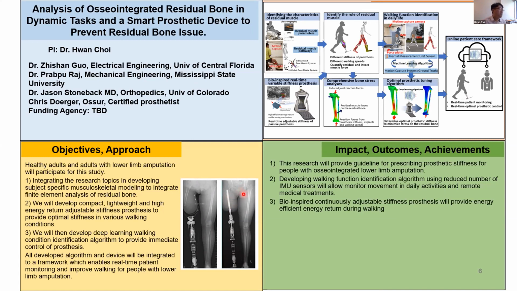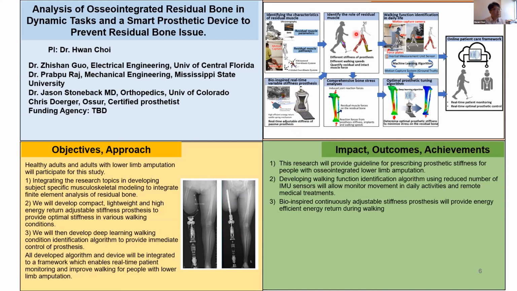So in order to do that, we are using the musculoskeletal model, which I presented in the earlier slide, and we can also integrate the responses of the force plate and the prosthesis, because we don't know what the optimal stiffness of the design of the prosthesis is, which can minimize the stress level of the residual bone.